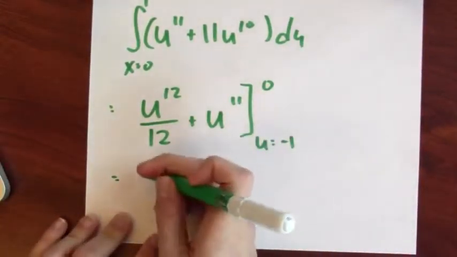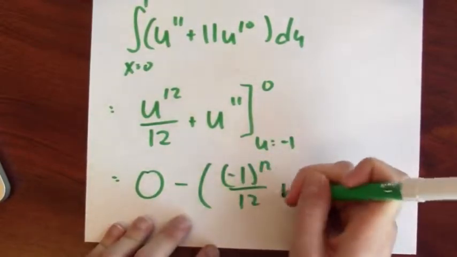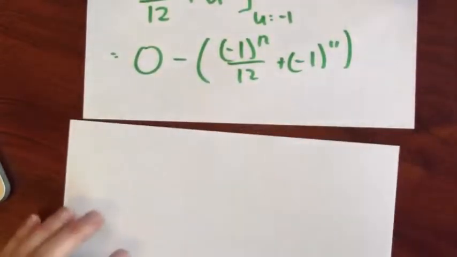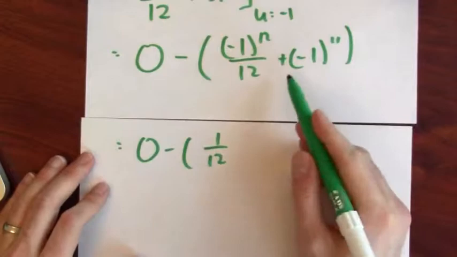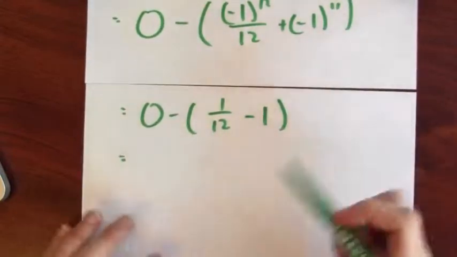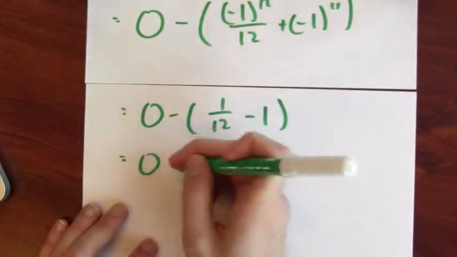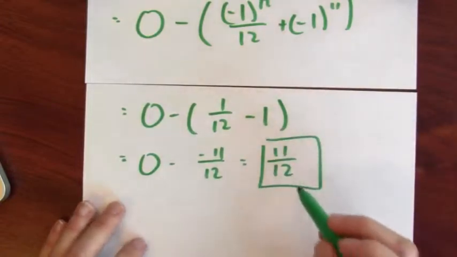So what do I get when I plug in 0? I just get 0. And what do I get when I plug in minus 1? Well, I get minus 1 to the 12th over 12 plus minus 1 to the 11th. Minus 1 to the 12th is just 1, so this is 1/12. And minus 1 to the 11th is negative 1. So I've got 0 minus, what's this? 1/12 minus 1, that's negative 11/12. But it's 0 minus negative 11/12, so the integral is 11/12. So the calculation turned out to be pretty nice. 11/12 isn't a particularly difficult fraction to come up with.